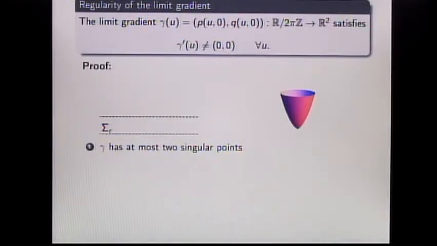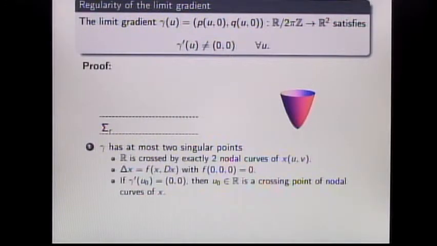Well, first, observe that the real line is crossed by exactly two nodal curves of the function x. x is the first coordinate of the graph. Why is this? Well, let me give you a picture here.